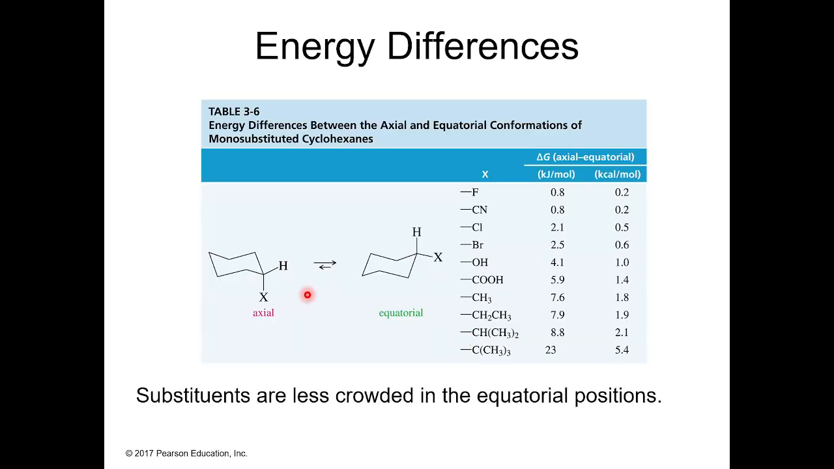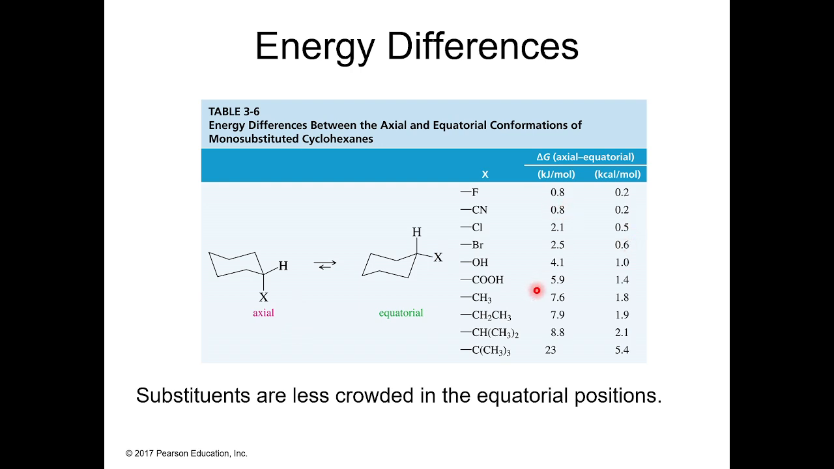These are some common energy differences for various axial groups here. See the X here, that's a substituent. It's a variable that we can replace with any of these substituents, can't we? Here we have fluoride, cyanide, chloride, etc. What we can see here is the delta G, the free energy difference, the amount of energy difference caused by that interaction. Here we have the axial conformer, here we have the equatorial. In the axial conformer, we have that 1,3 overlap.